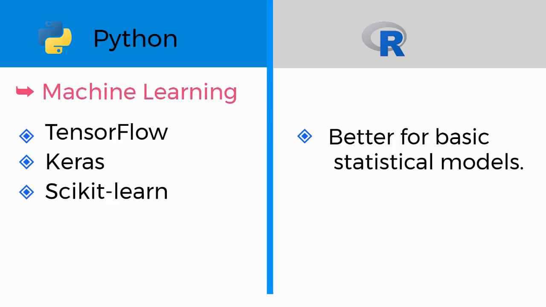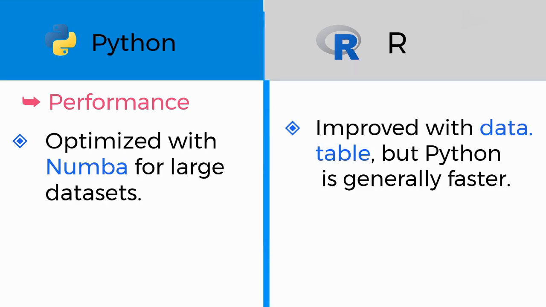Now, let's talk performance. Neither Python nor R are known for being super fast, especially with large datasets. However, Python has tools like Numba to optimize speed. R can improve its performance with certain packages like data.table, but overall, Python tends to handle large-scale tasks more efficiently.